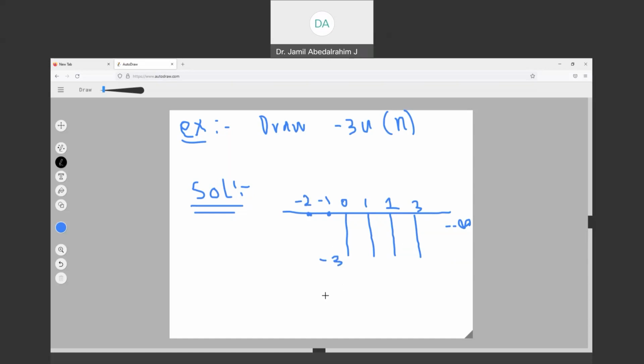So in shifting, we change the time. And in time scaling, we change the amplitude. Okay? It's too simple. Let's see another example.